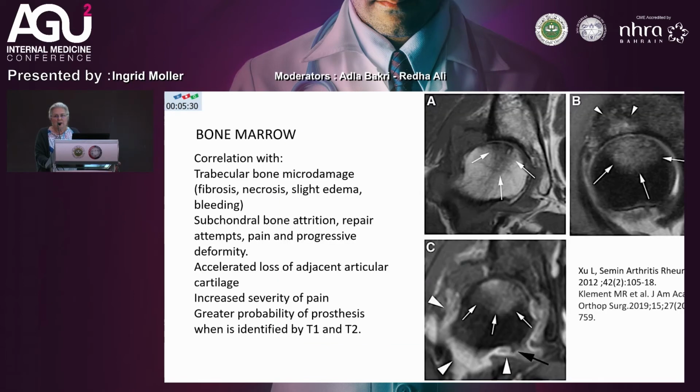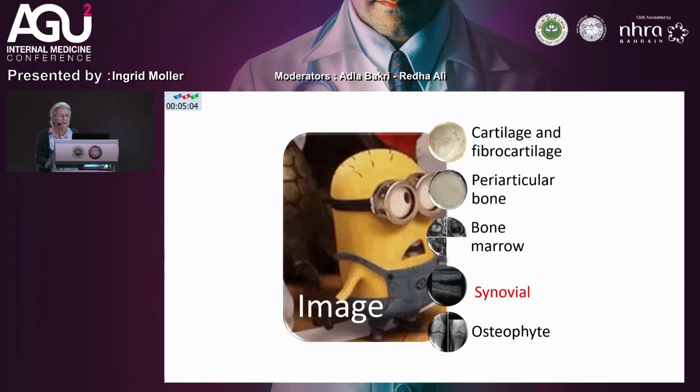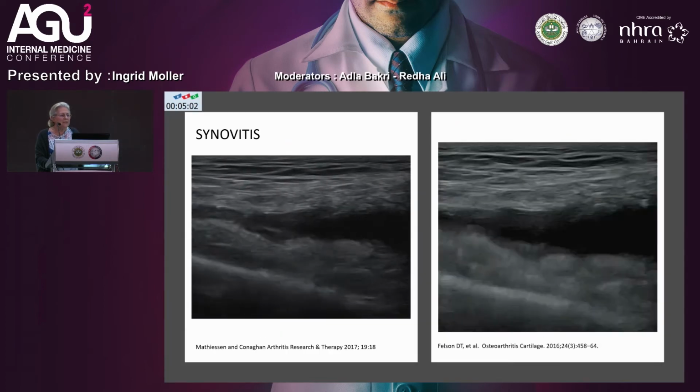The bone marrow is another important aspect, not only in inflammatory diseases, where we know it is associated with a worse progression, but also in degenerative diseases. So in osteoarthritis, the bone marrow lesions, which are quite complex, are associated with a worse prognosis of these patients. And what about the synovium?